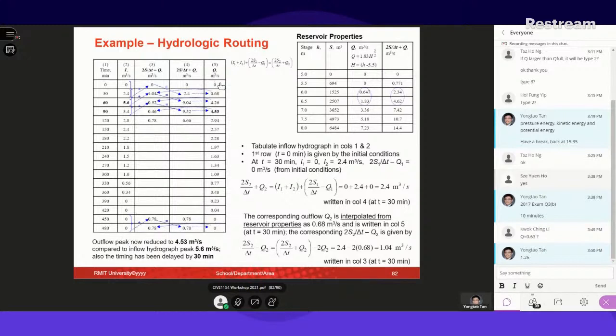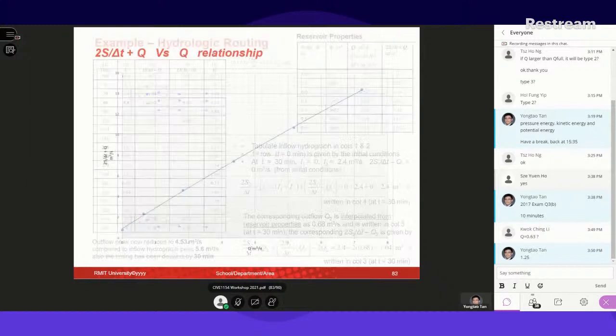So we can find out the outflow hydrograph. Finally you can see that the outflow peak is now reduced to 4.53. Originally the peak flow is here, the peak flow for the inflow hydrograph. The peak flow is 5.6, but now reduced to 4.53, and also the time is delayed by 30 minutes.